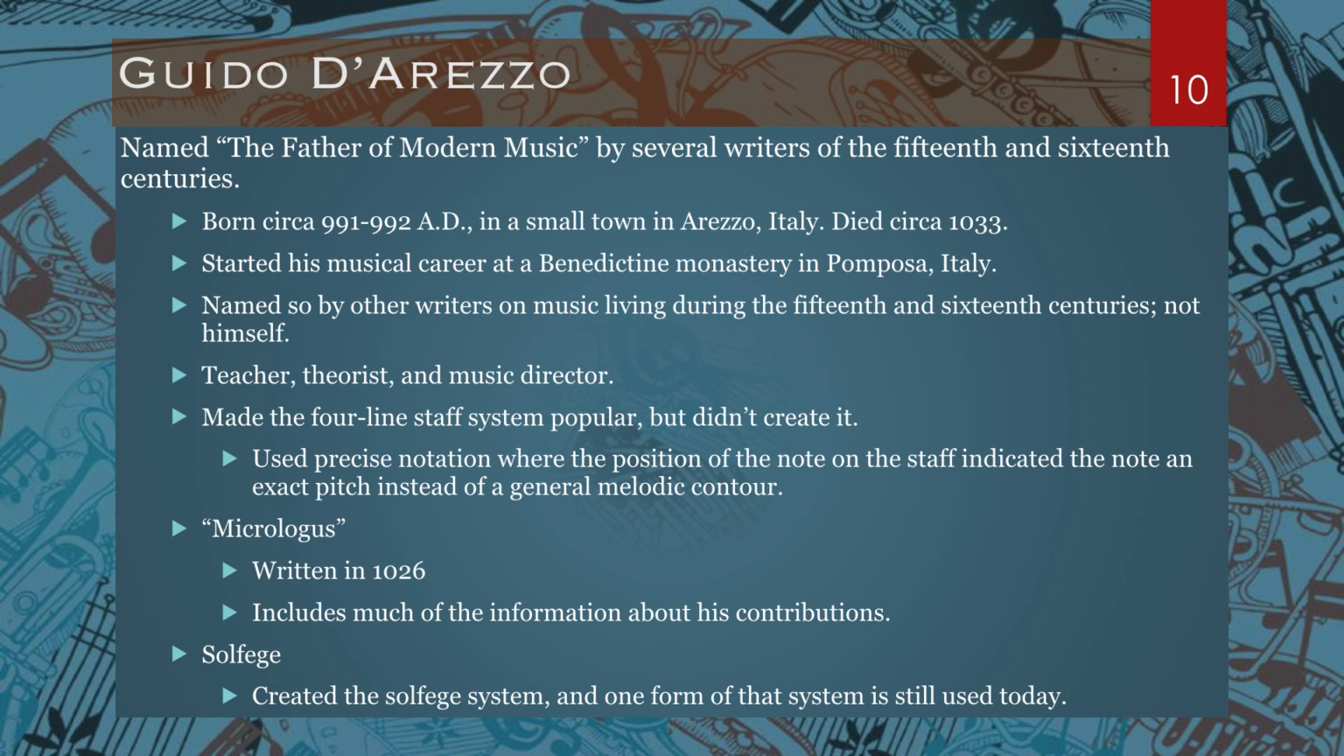One of his most important contributions is solfege. He created the solfege system, and it's one form that is still used today. There are many forms of solfege. There's chromatic solfege, fixed do solfege, movable do solfege, and then within chromatic solfege, there's several different schools of thought on how chromatic solfege should be created. So for this course, we use fixed do solfege, which means that every time you see a particular note, it's going to have the same solfege. But we'll talk more about solfege in a minute.